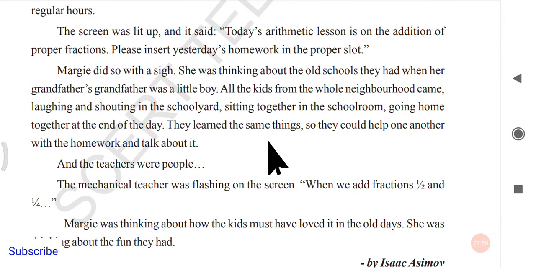So at that time, what was happening? All the children from different houses came to the school, played in the schoolyard, shouting and jumping, running, and they had the same classes. They used to sit together, and after the class they used to go home together, and most importantly, they could do the homework together, when they could help each other. So that homework would be very much easier. That is the reason she started to like the schools that existed then.